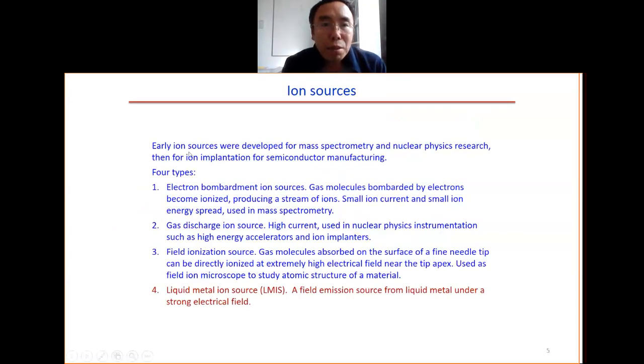So what you get is the neutral atom, rather than ions. So there are 4 types of the ion source. The first one is called electron bombardment ion source. So the idea is very simple. You have the electron here, bombard a gas molecule, for example, an argon molecule here. When the electron collides with the argon molecule, the argon will be ionized to create the argon ion. So this is done in a chamber.